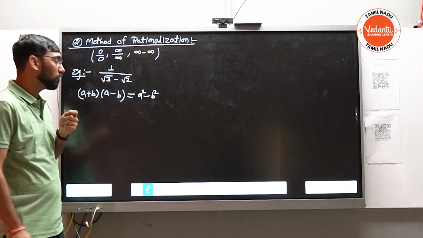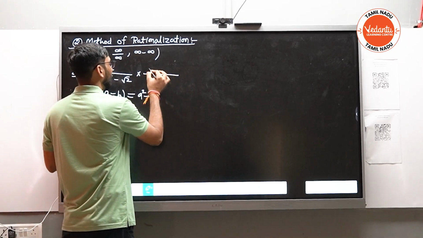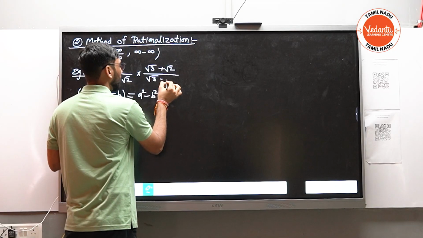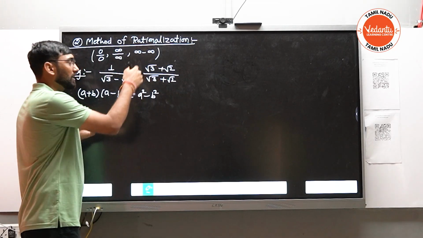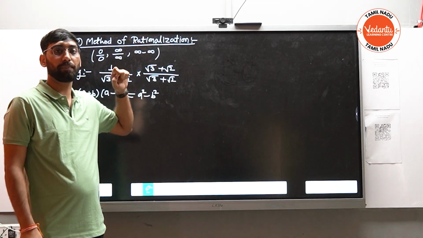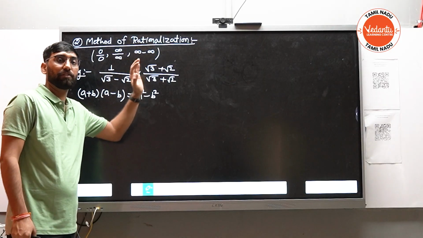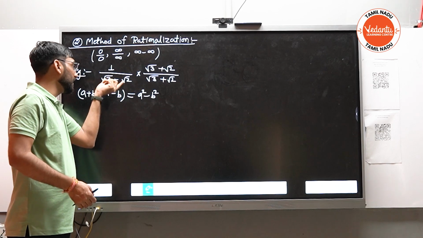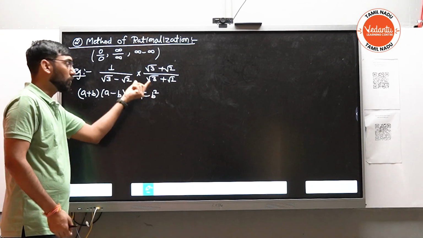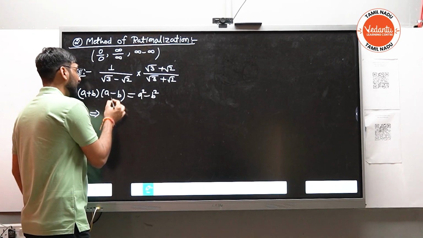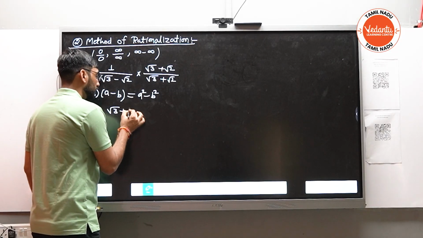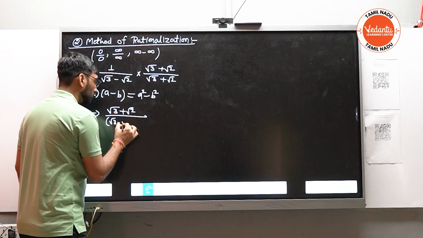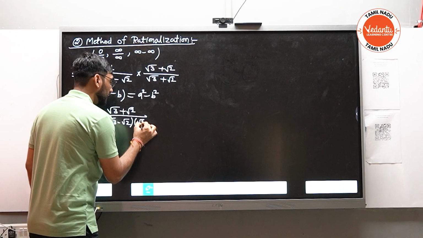So for that, I will just multiply and divide by root 3 plus root 2, upon root 3 plus root 2. Once I multiply and divide by root 3 plus root 2, the numerator, nothing will happen, but in the denominator one magic will happen. Automatically the denominator will become in this form. So in the next step I can write it as root 3 plus root 2 upon root 3 minus root 2 into root 3 plus root 2.